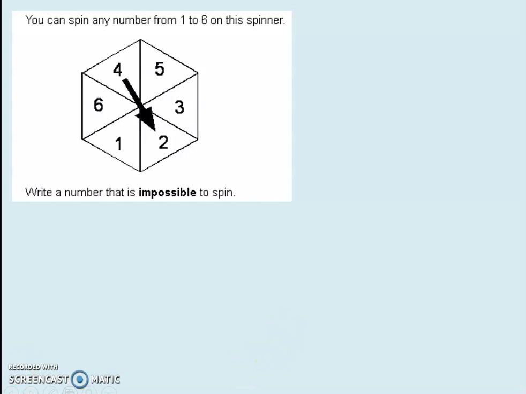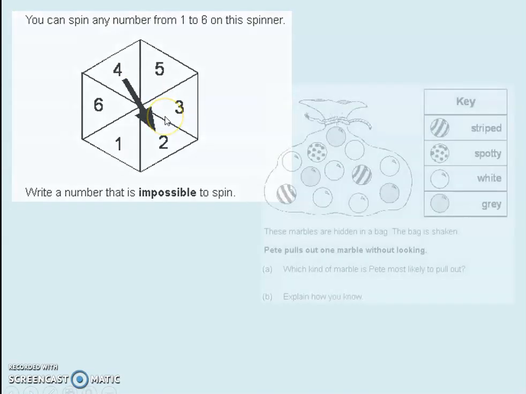Or else if it is represented as a percentage, you can represent it in between 0% and 100%. Here is a question. You can spin any number from 1 to 6 on the spinner. Write a number that is impossible to spin. Which are the numbers that are possible to spin? The numbers possible are 1, 2, 3, 4, 5 and 6. What are the numbers which are not possible? Any number which is less than 1 and any number which is greater than 6 is not possible.